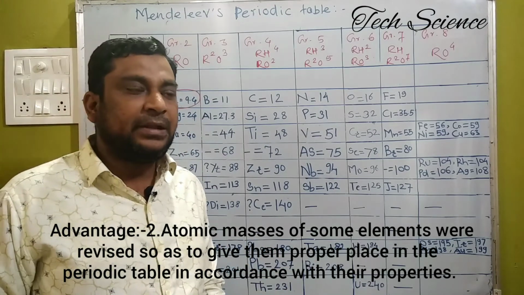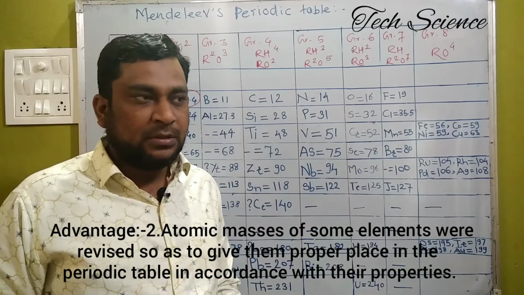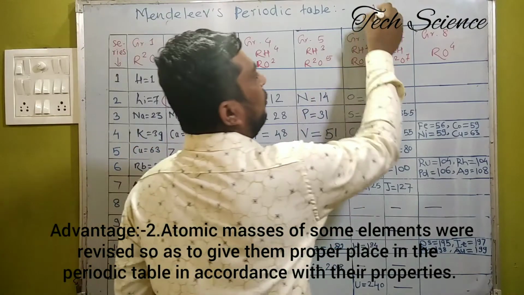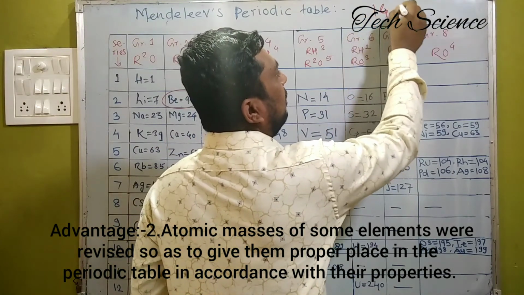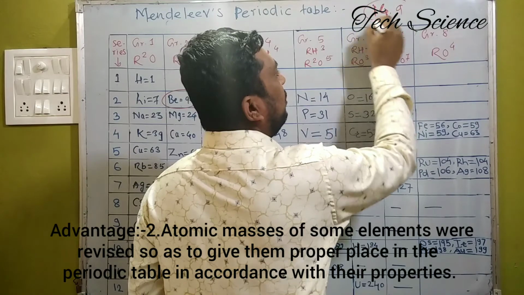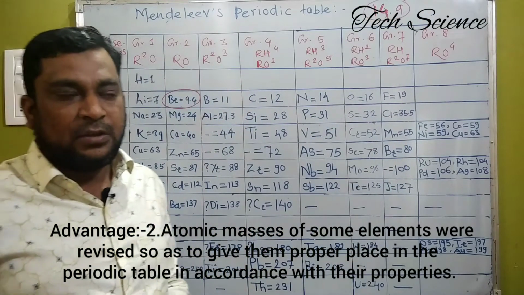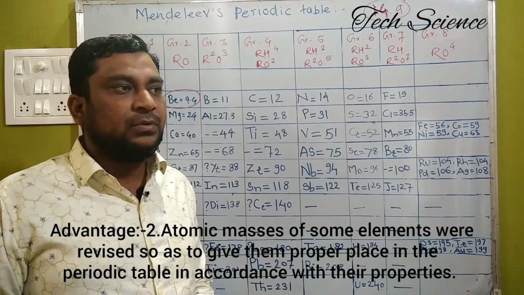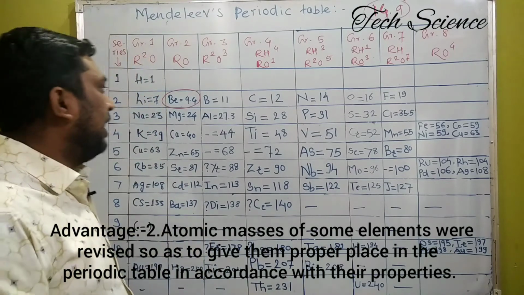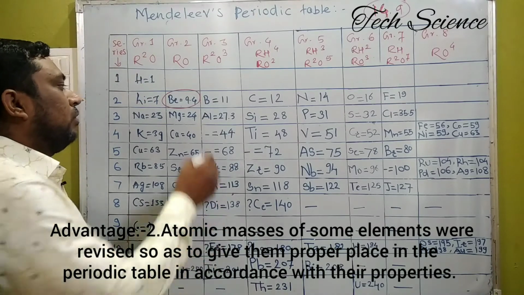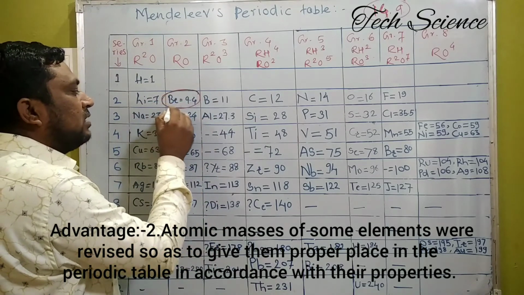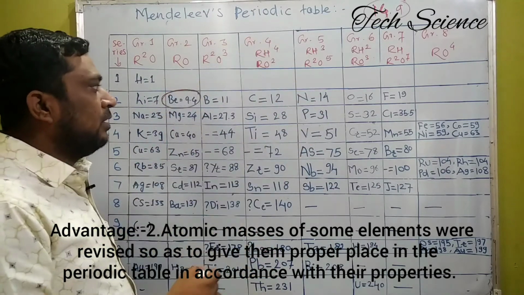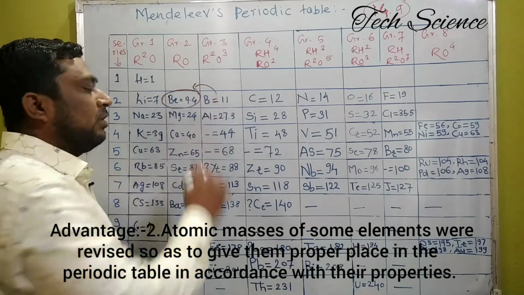But what happened here? Before Mendeleev, the atomic mass of beryllium was 14.9. But Mendeleev, as I told you, this is not the final information as per Mendeleev's consideration. So Mendeleev corrected the atomic mass of beryllium and concluded the new atomic mass number of beryllium is 9.4. And that's why in Mendeleev's periodic table, Mendeleev placed it before boron.